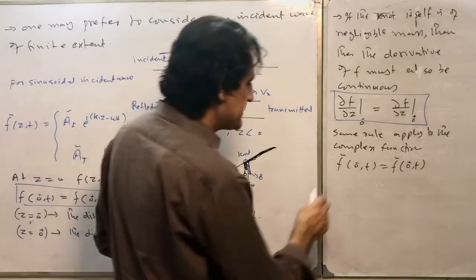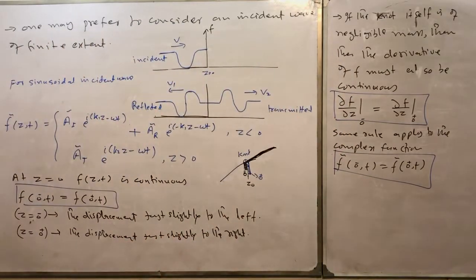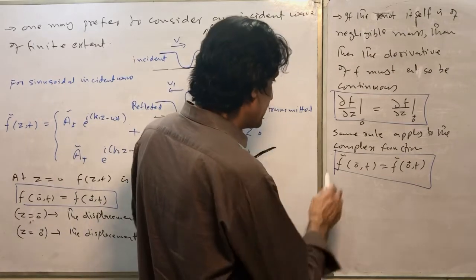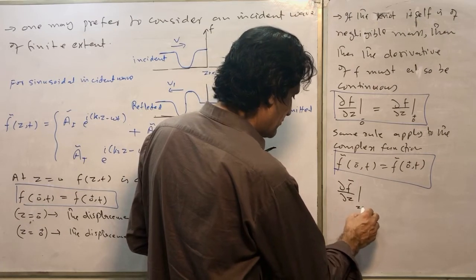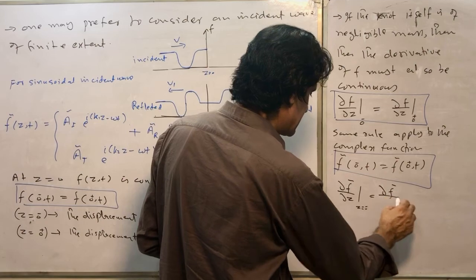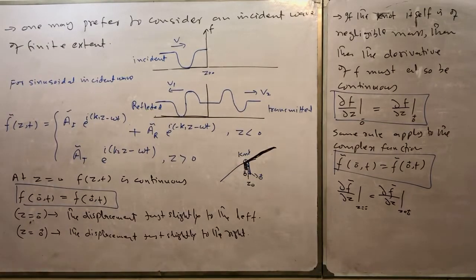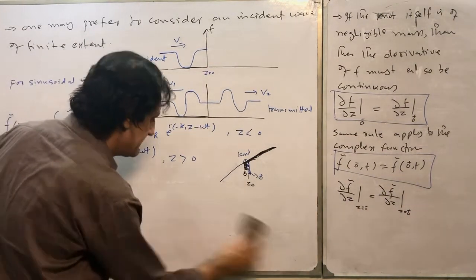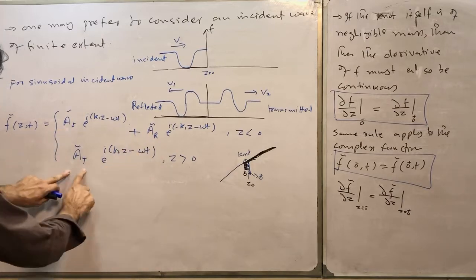And we can also represent the complex function as well, and the derivative of the complex function as well. Partial f tilde divided by partial z at z is equal to 0 minus is equal to this at z is equal to 0 plus. Now we want to apply these two boundary conditions and discuss the incident, reflected and transmitted wave. Let's consider this. We have the incident wave, the reflected wave, and the transmitted wave.